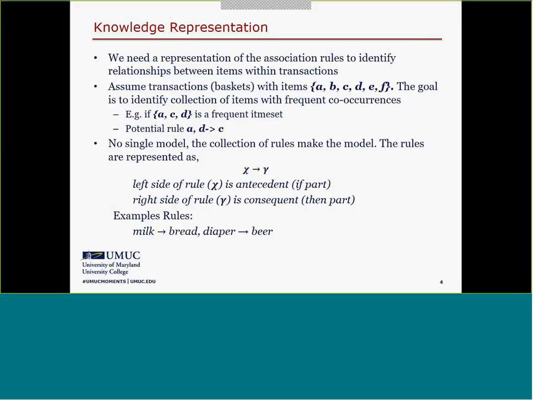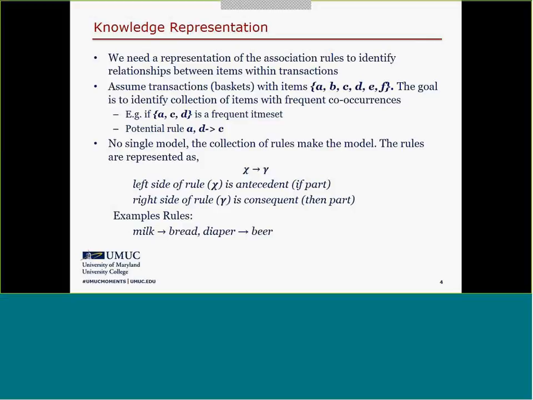One of them will be the co-occurrence of AD will also lead to C with some level of confidence. So that is the context when we talk about rules. You have items. From items, you identify frequent item sets, and from that item set, you generate a number of rules based on some confidence, which we will cover.